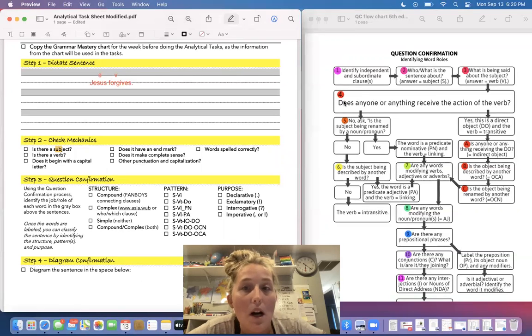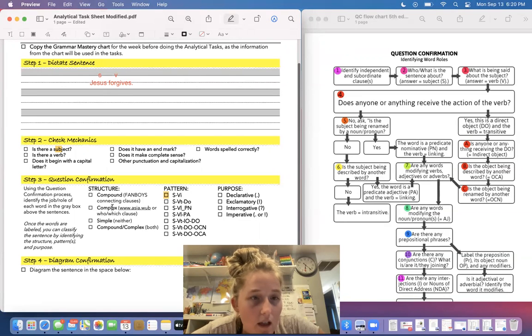All right, number 4. Does anyone or anything receive the action of the verb? If it's a no, ask, is the subject being renamed by a noun or a pronoun? No, it's not being renamed in the predicate. So you say no, then you go down to number 6. Is the subject being described by another word? No. Then you know that the verb is intransitive. So that will bring you to SVI. That's your first pattern, so you can check the box on here that this is the correct pattern.